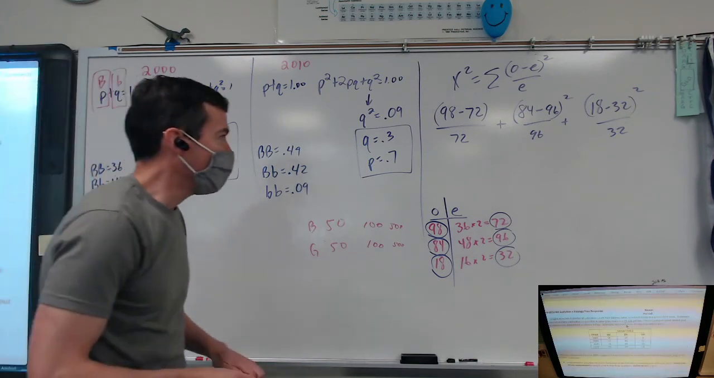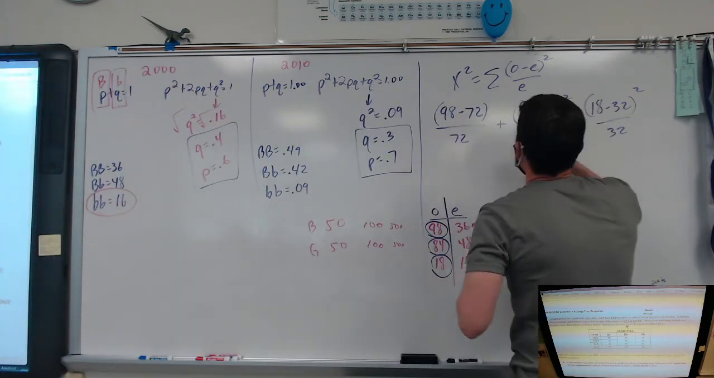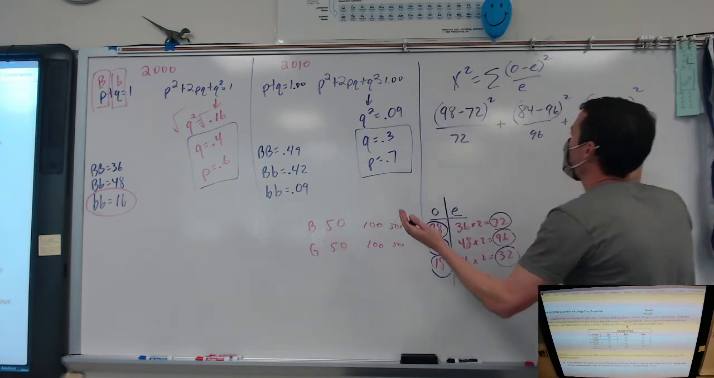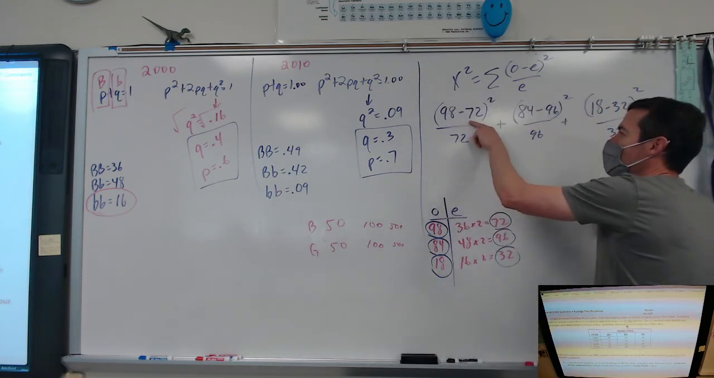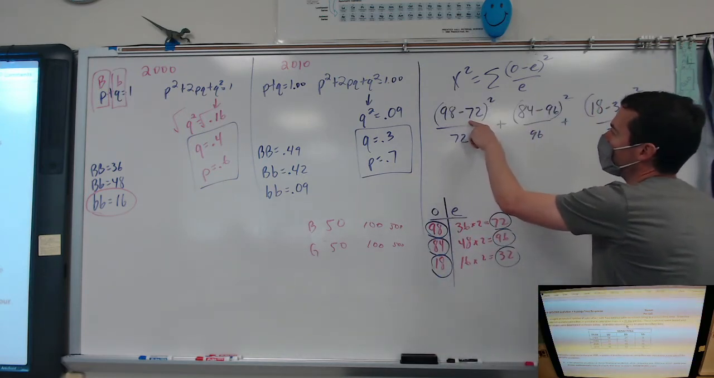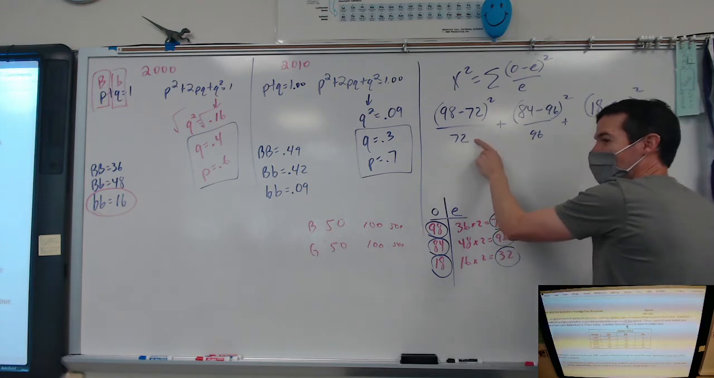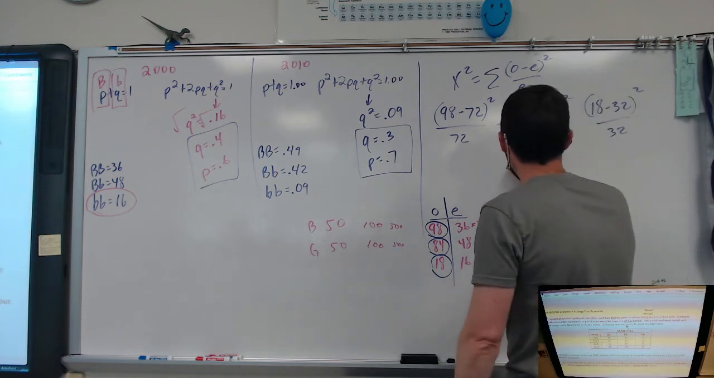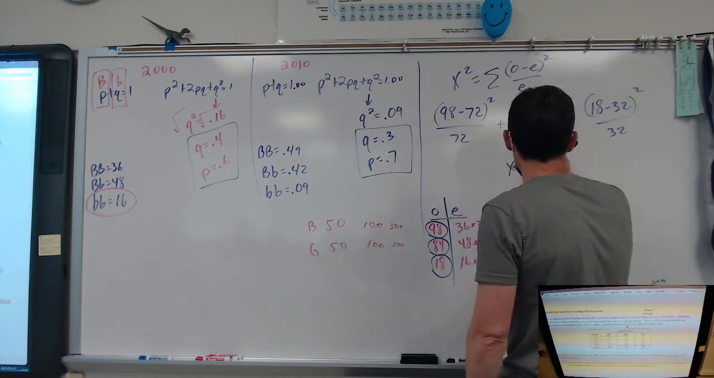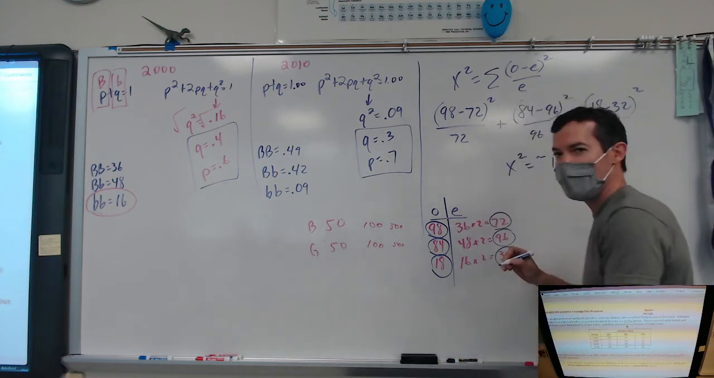So if I do this, oops, I don't want to forget the squared. Once I do all that math, 98 minus 72 is like 16. I'm sorry, 26. 26 squared divided by 72. Once I do all that math, my chi-square should come out to somewhere around 17-ish.